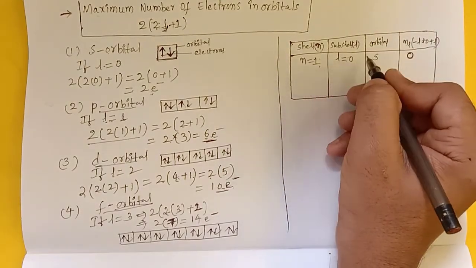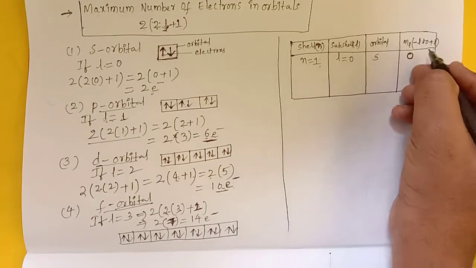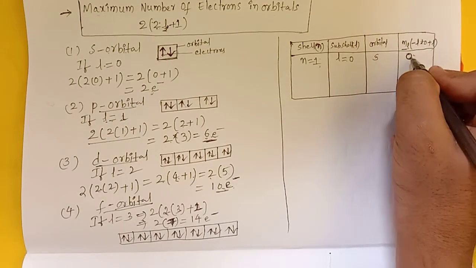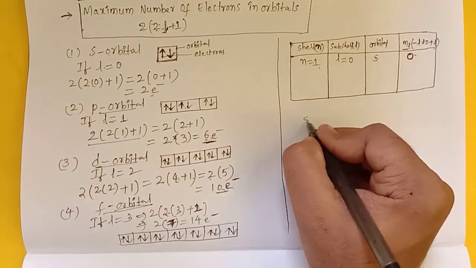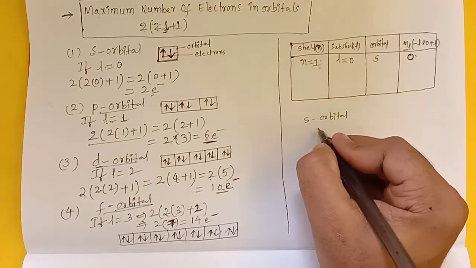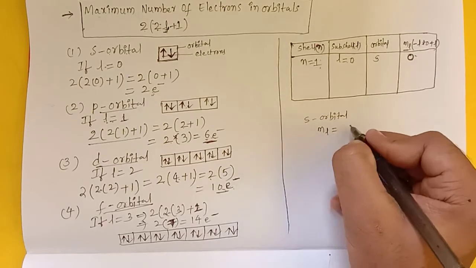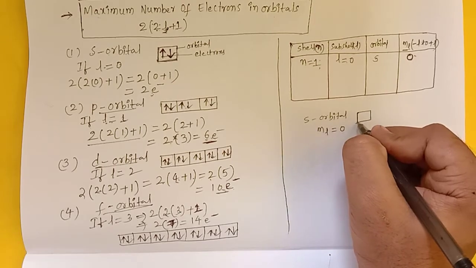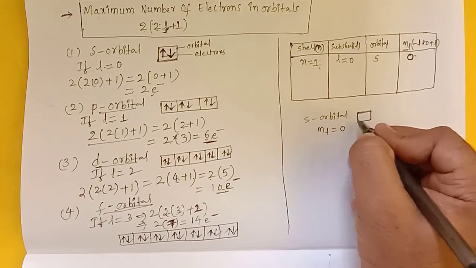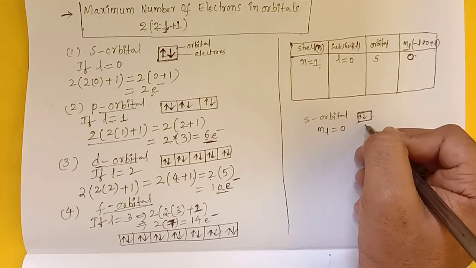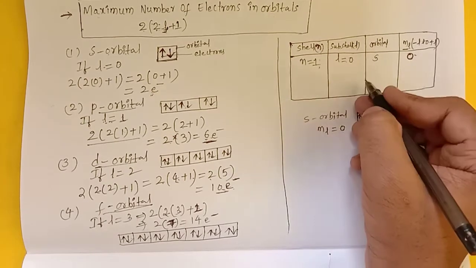So remember, for the s orbital, what is the ml value? ML value is 0 because only one box. Only one box means how many electrons? 2 electrons. So only one box means 0 value you have to consider.